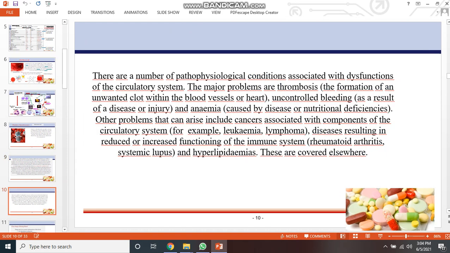There are a number of pathophysiological conditions associated with dysfunction of the circulatory system. The major problems are thrombosis, the forming of an unwanted clot within a blood vessel or the heart, uncontrolled bleeding as a result of disease or injury, and anemia caused by disease or nutritional deficiencies. Other problems that can arise include cancers associated with components of the circulatory system, for example leukemia and lymphoma. Diseases resulting in reduced or increased function of the immune system are rheumatoid arthritis and systemic lupus, and hyperlipidemia is covered elsewhere.